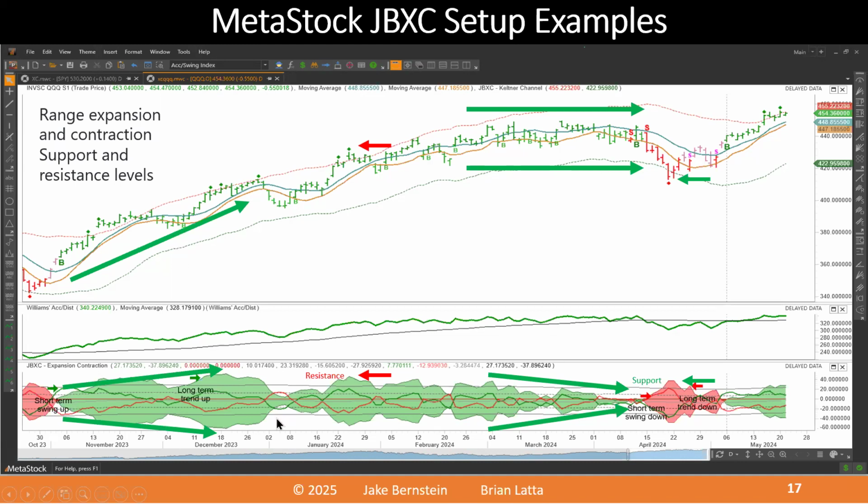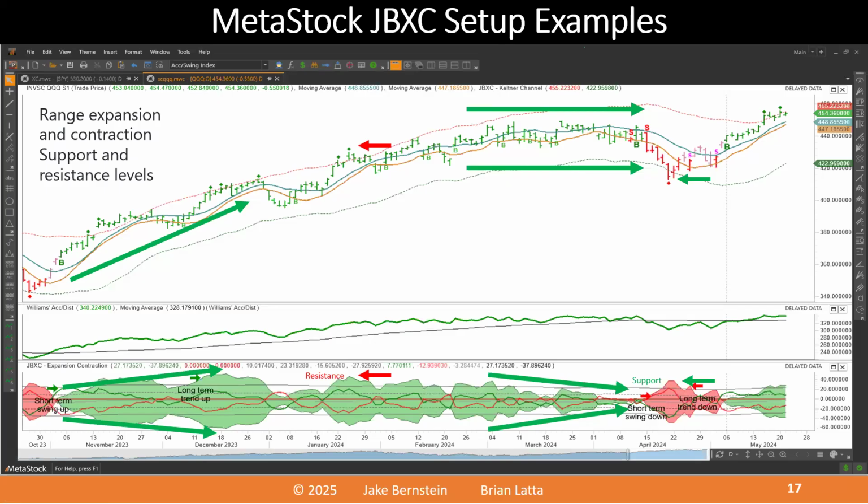And then another correction here, which is contraction, and showed the correction back lower and maintaining the bullish pattern from October, in this case of 2023, all the way up to the first sell setup that would fill, which was all the way into March of 2024.